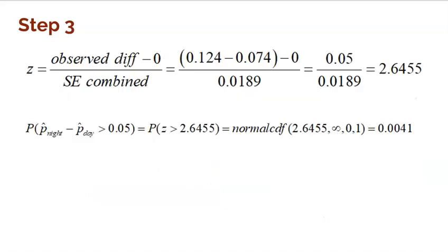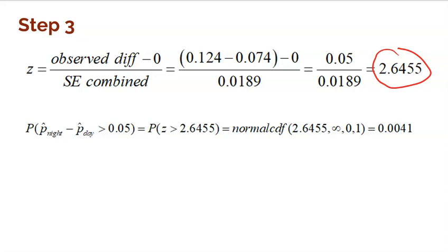Z-score time. All right, the Z-score is taking the difference that we observed, 0.05 between our two samples, minus 0. That doesn't really do anything, but I've got to subtract the mean, since there is assumed to be no difference. And I'm going to divide by that combined standard error, 0.0189. Now, that is a pretty high Z-score. I recognize high Z-scores. 2.64 is getting pretty high.